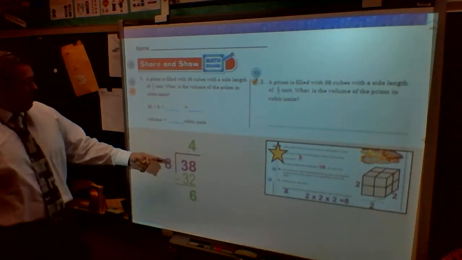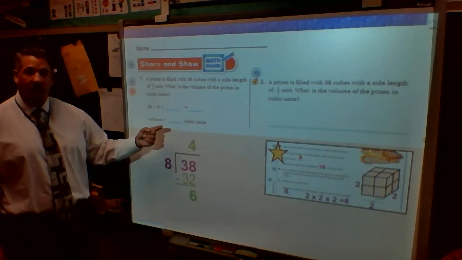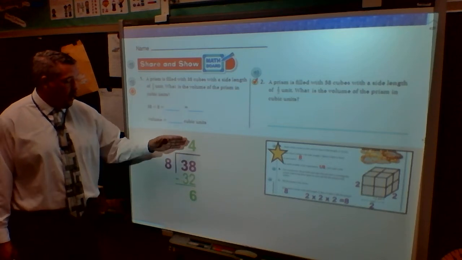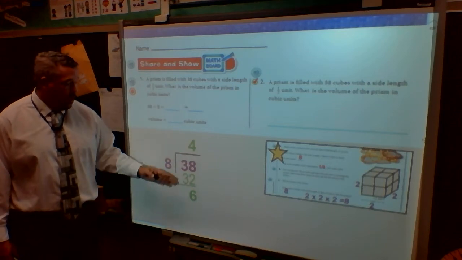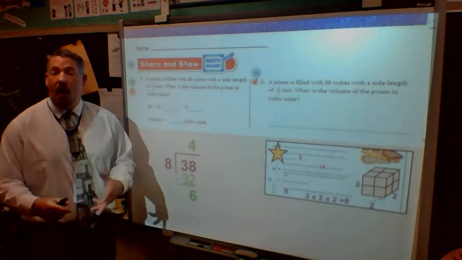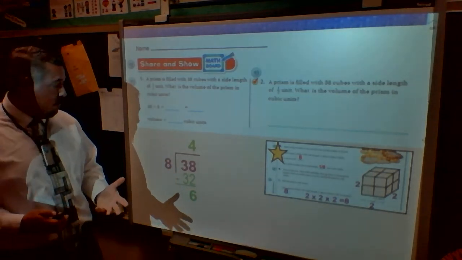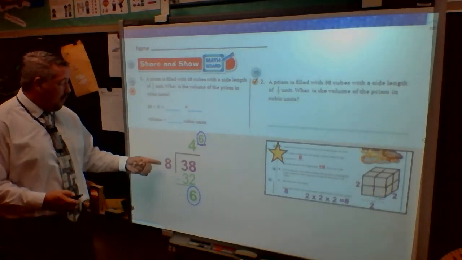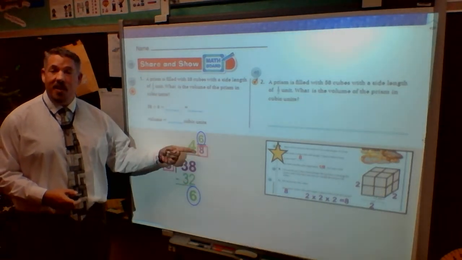Then in my 38 divided by 8, it's going to be 4 with a remainder, right? Because 8 goes into 38 4 times, which is 32. 38 minus 32 is 6. I have to remember how to write my fraction with my remainder. My remainder is always my numerator. My divisor is always my denominator.